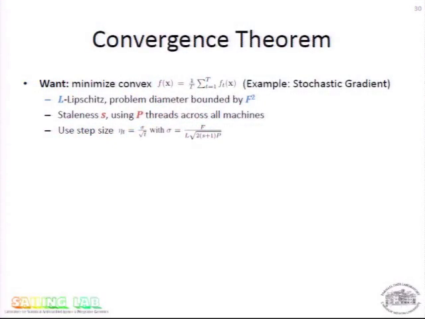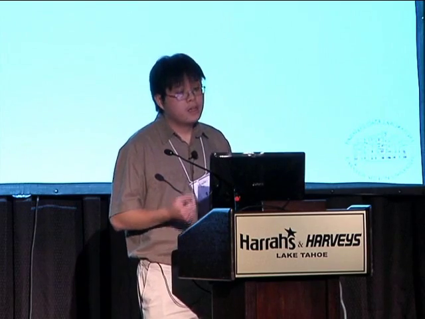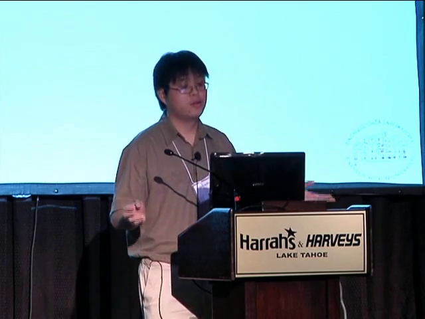So more formally, if we assume that we are trying to optimize a convex function, which is L-Lipschitz, its gradient is bounded, and the problem diameter is bounded as well, under staleness setting s and with p threads across all distributed machines.